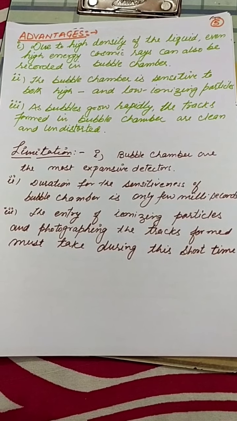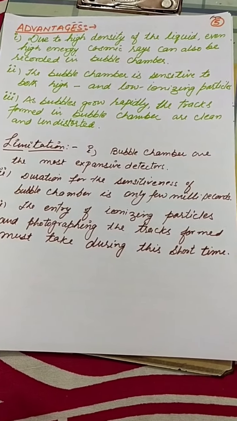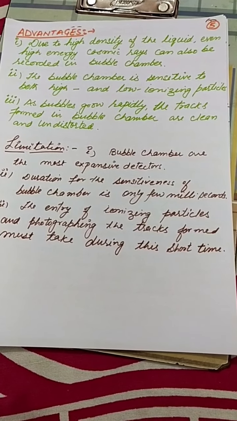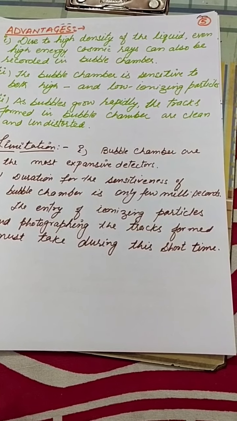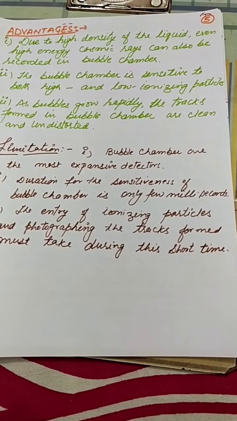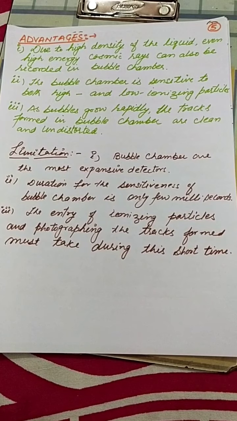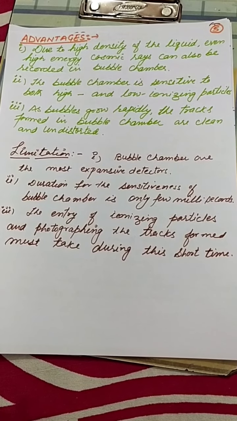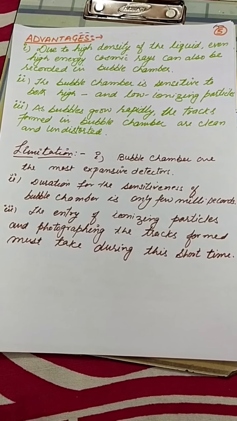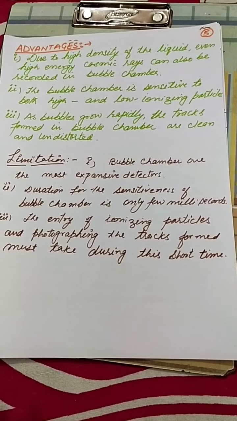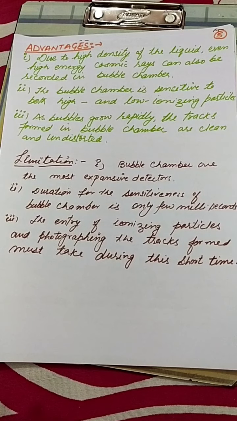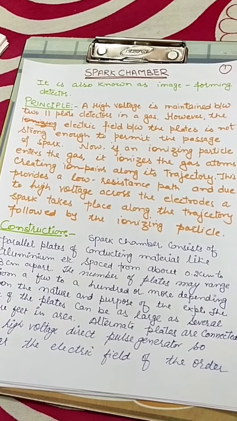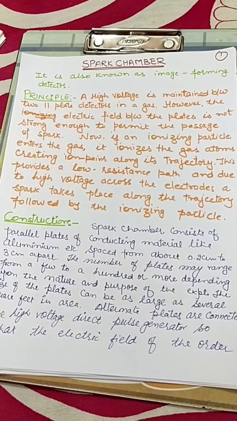Bubble chambers are very expensive detectors, and it is very difficult to spend such a huge amount on detectors. Second, the bubble chamber is sensitive only for a few milliseconds. During this short time, the entry of the ionizing particle and the photographing of the tracks formed must take place. Now, switch over to the spark chambers.